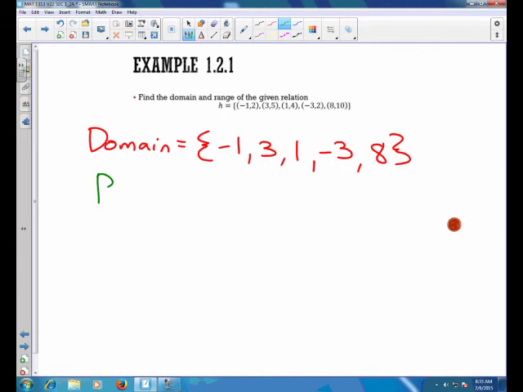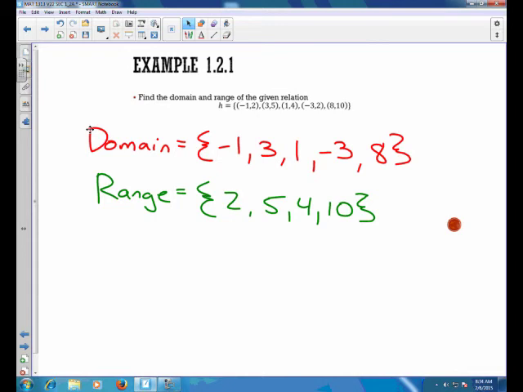For the range, it is the set of all possible y values. So in this case, it would be 2, 5, 4, and 10. Notice that in the relation, 2 appears twice as a y value, but when we write the range, we only have to include it once. Okay, it's the list of all the possible y values. We don't have to include duplicates.